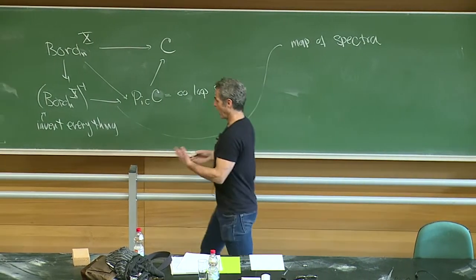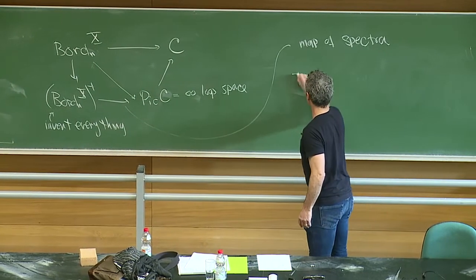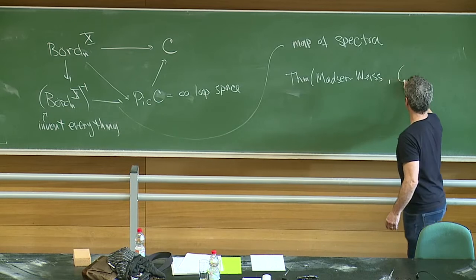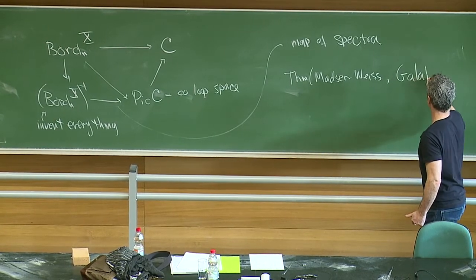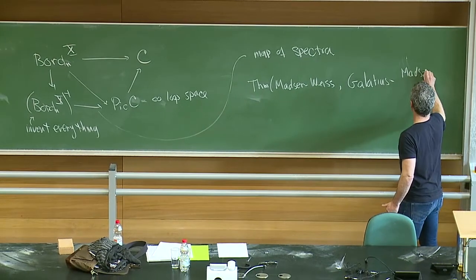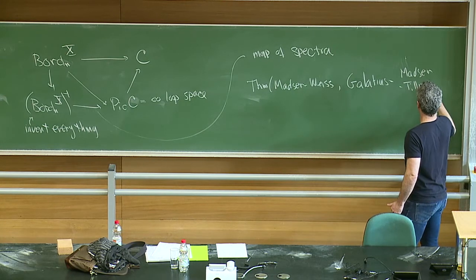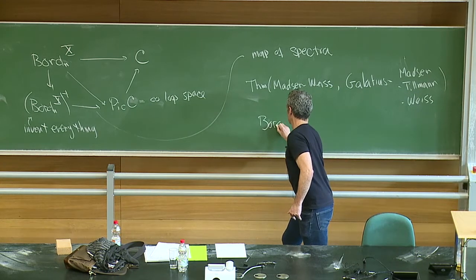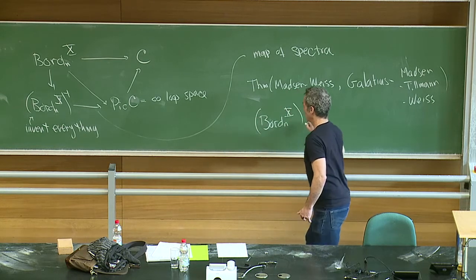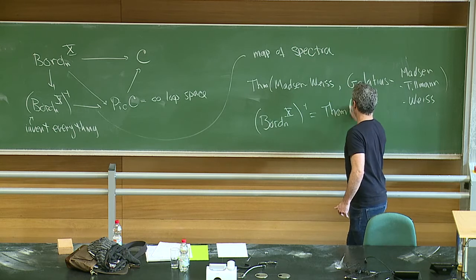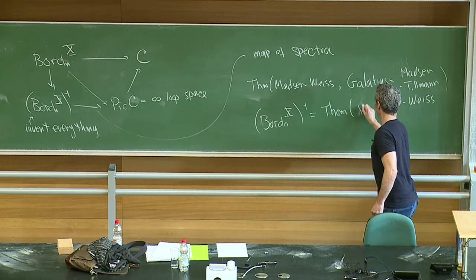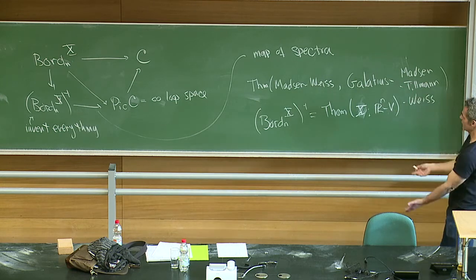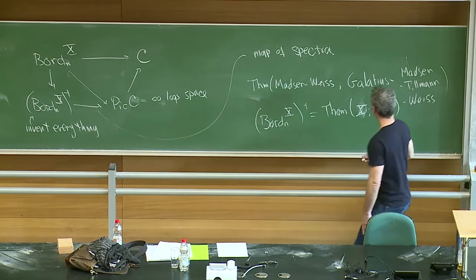And predating this, there's this spectacular theorem of Madsen-Weiss and of Galatius, Madsen, Tillmann, and Weiss that identifies this as the Thom spectrum of the bundle over X, which is the virtual bundle R^n minus V. So you take minus V, and then in order to have the points correspond to zero manifolds, you shift it up by n.